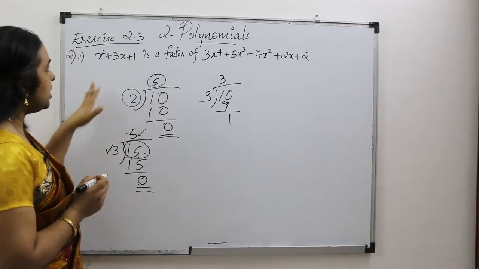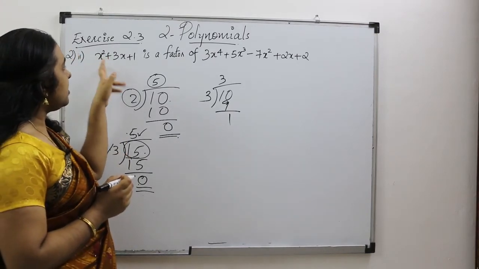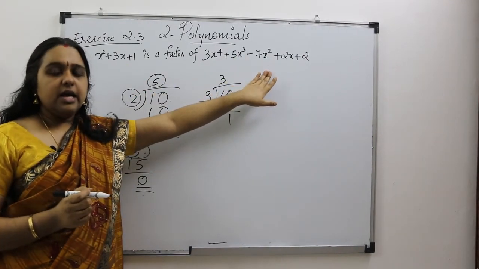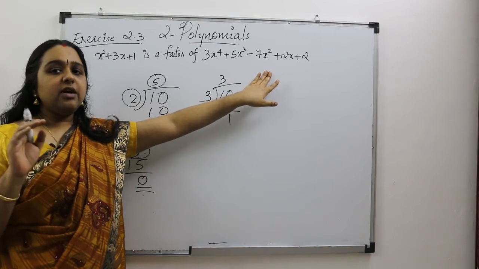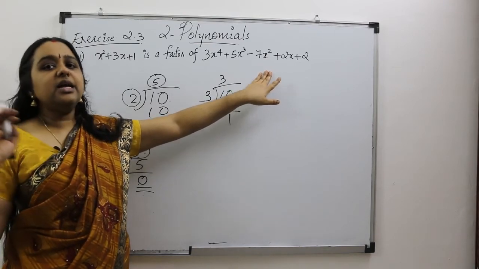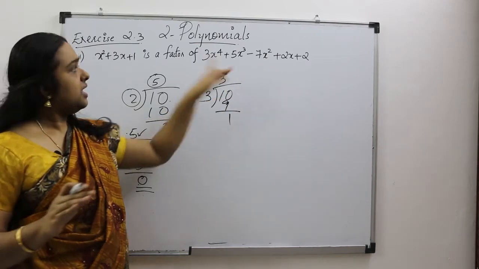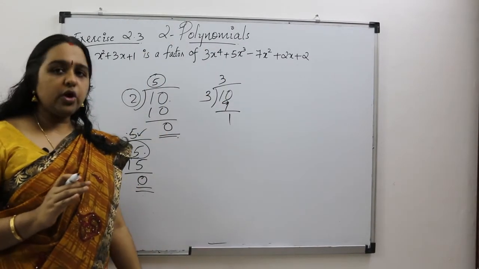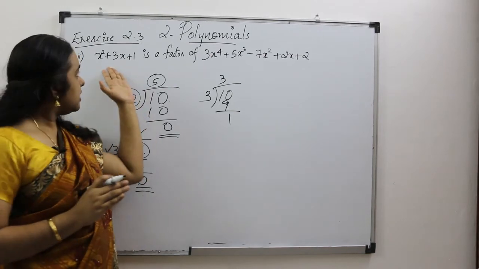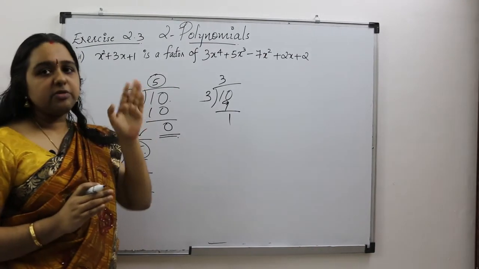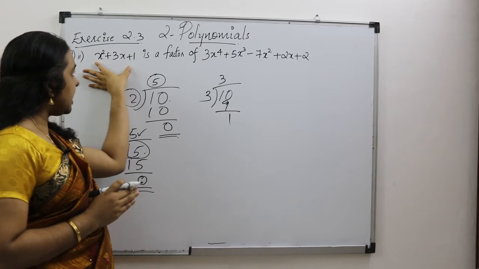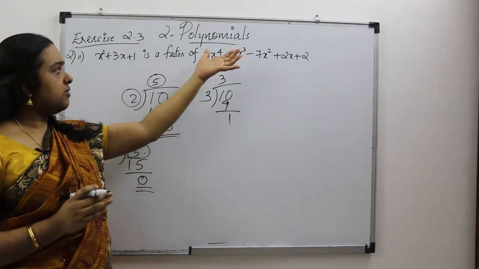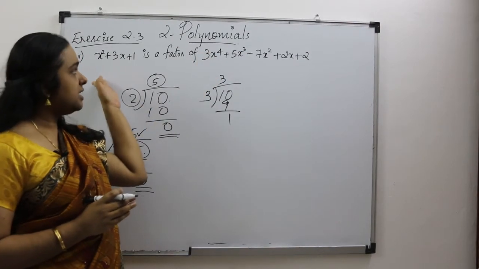Okay, so here we have to check whether x square plus 3x plus n is a factor of this polynomial. For any number to be a factor, what do we have to write? Only when the remainder is equal to 0 will this number be a factor of our polynomial. So how do we do it? We have to perform the division algorithm, taking this as our divisor and this as our dividend. We are going to divide these two polynomials.